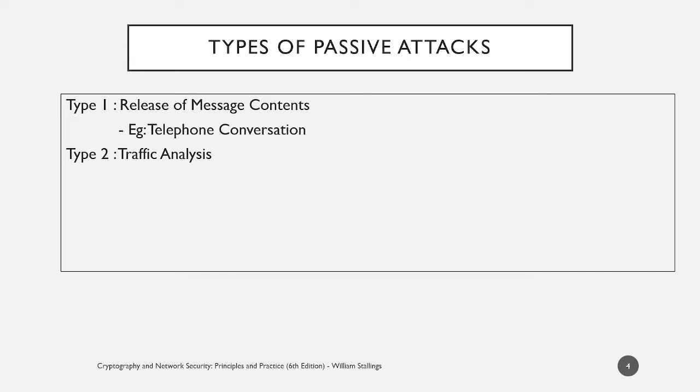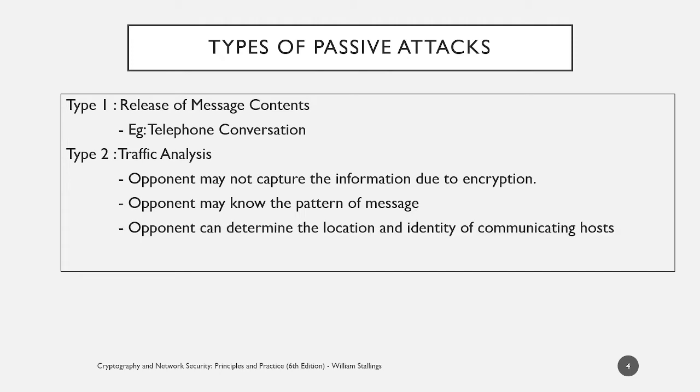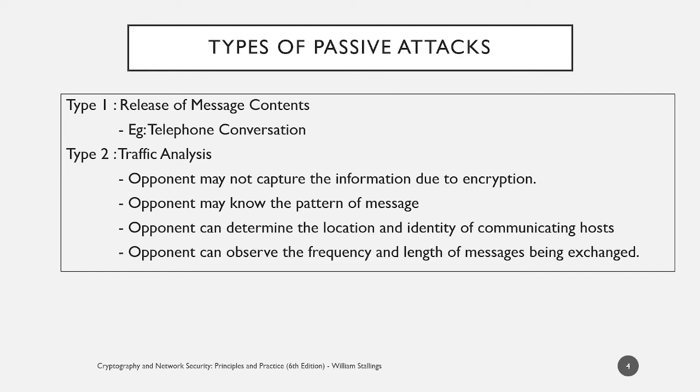The second type is traffic analysis. Unfortunately for the opponent, the information is encrypted, so he is not able to capture the information due to this encryption. He may not know the pattern of the message, but the opponent can determine the location and identity of the communicating hosts. That is, Bob is communicating with Alice, and from where Bob is communicating with Alice, such information is known to the opponent. The opponent can observe the frequency and length of messages being exchanged, and how long they are sharing the information.